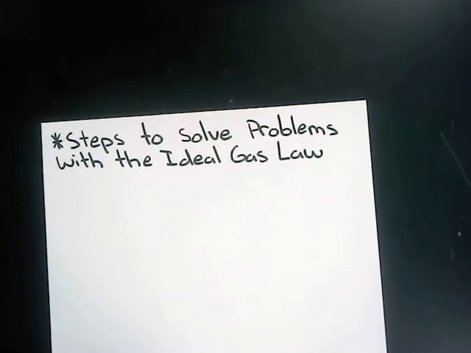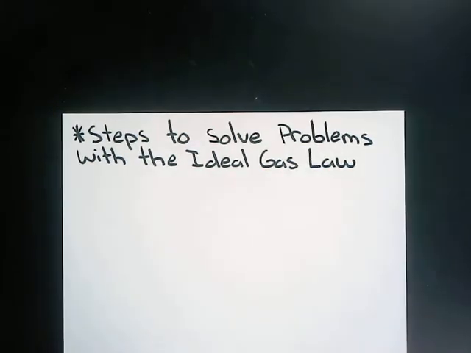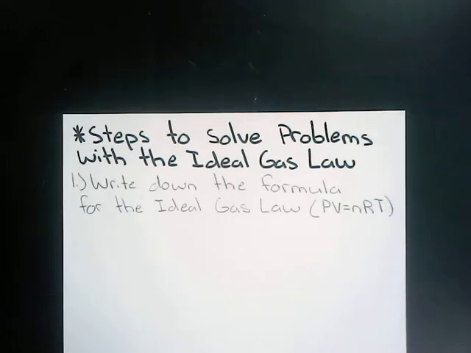Okay, so the steps to solve the problems with the ideal gas law are as follows. Number one, you need to write down the formula for the ideal gas law, which, remember, is PV equals nRT. Once you have the formula written down, you need to write out your knowns and your unknowns.